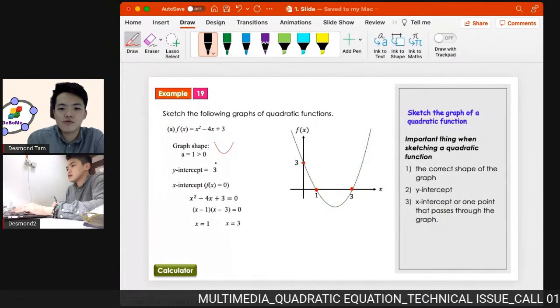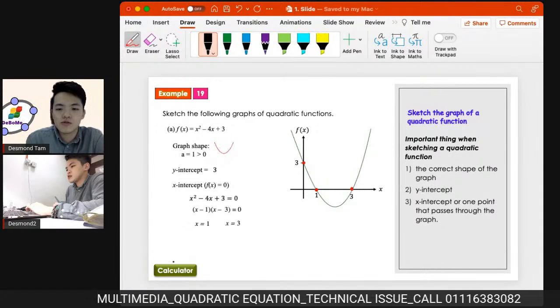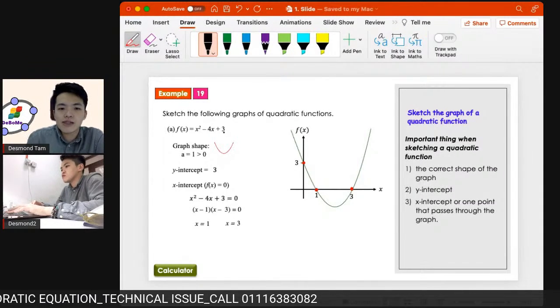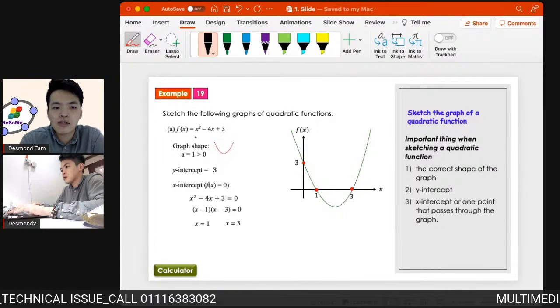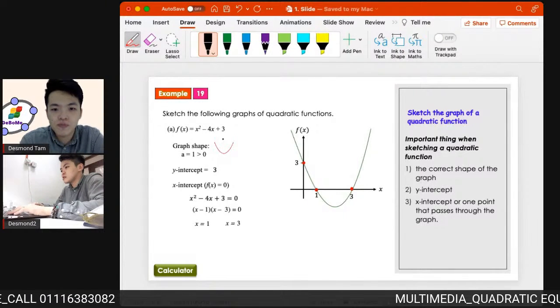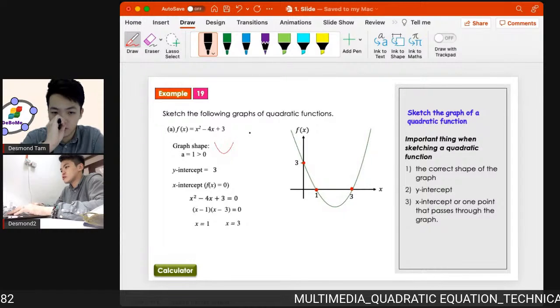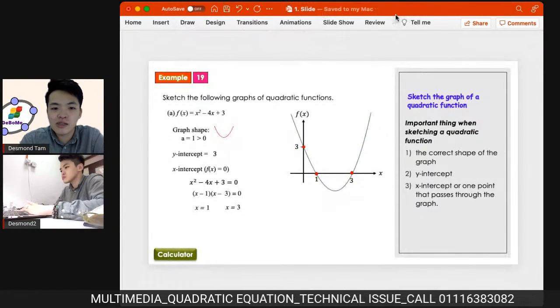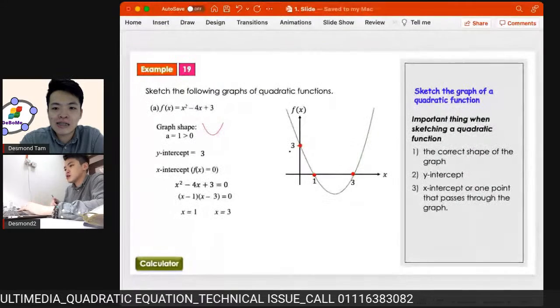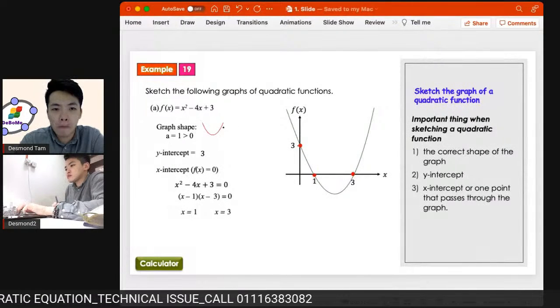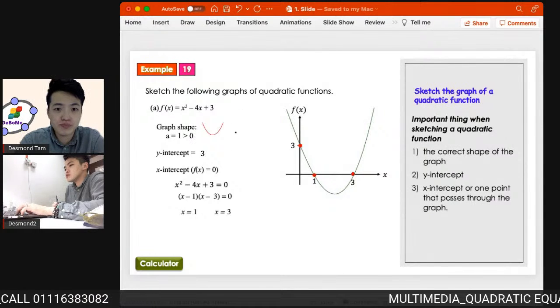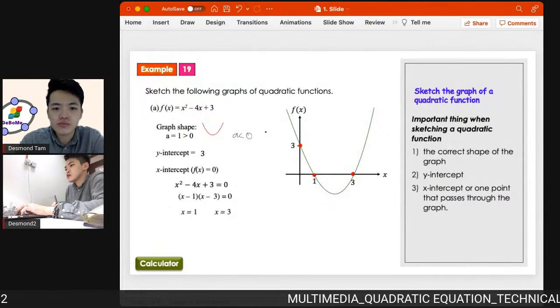Okay. So let's say a question is given: x squared minus 4x plus 3. How are we going to do this question? Okay. So first we need to understand what the shape of it is. You can see the shape is a smiley face because a is bigger than 0. Whenever a is smaller than 0, then it's a sad face.